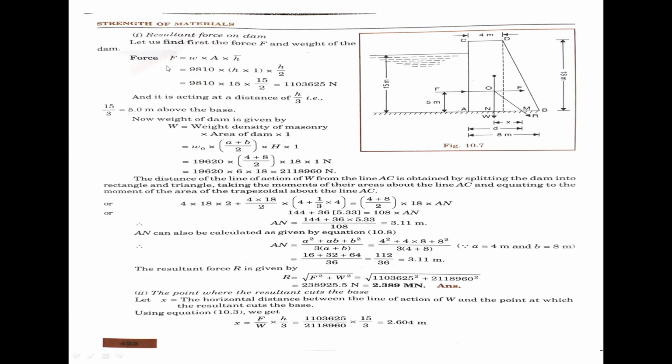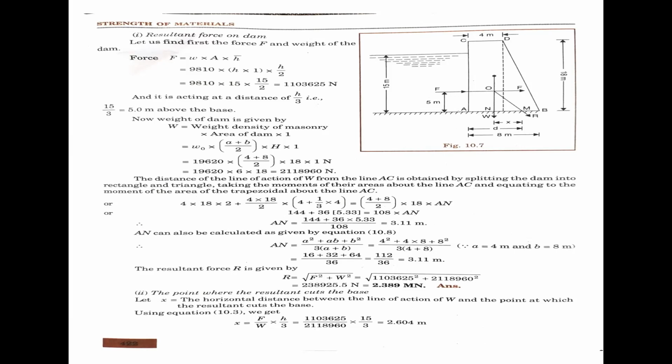Now we have to take force capital F equal to W into A into H bar. Okay, this is the formula. You can use it for rectangular dams, and for triangular dams also you calculate the force using the formula W into capital A into H bar. Now W is 9810 for the weight density of water.